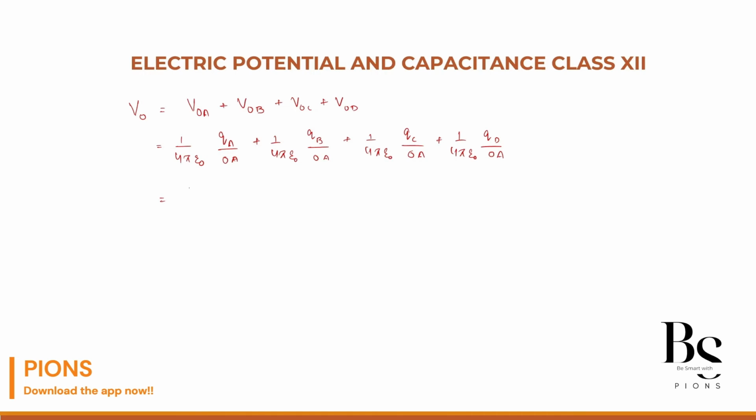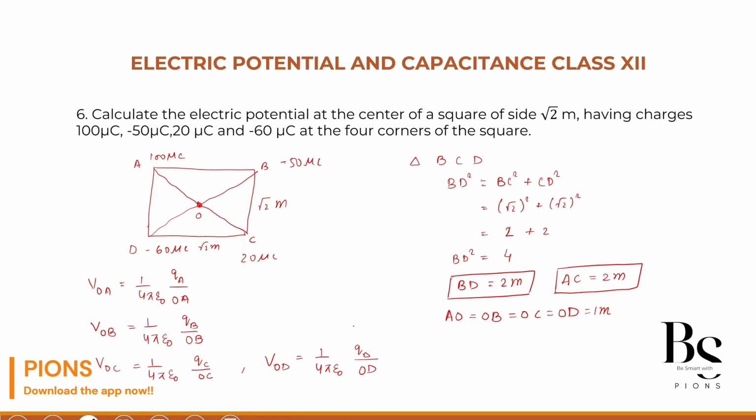Now what is common here? 1 by 4 pi epsilon naught into 1 by OA is common. What are we left with? Charge at A plus charge at B plus charge at C plus charge at D. Correct. Now what is 1 by 4 pi epsilon naught? We already know it is 9 into 10 to the power 9. What's the value of OA? 1. Charge at A, let's see the question once again. Charge at A is 100, minus 50, 20 and minus 60.